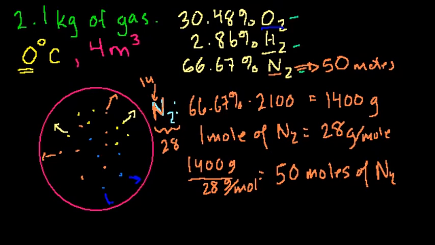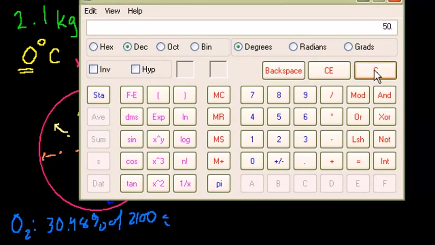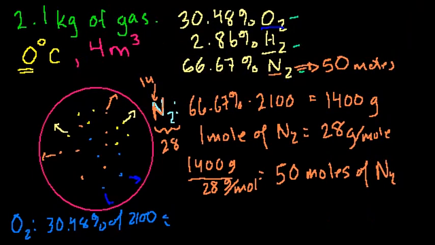All right, let's figure out, I don't know, let's do oxygen next. So we do the same process over again. 30% is oxygen. So let's do oxygen down here, O2. And remember, these percentages I gave you are the percentages of the total mass, not the percentage of the moles. So we have to figure out what the moles are. 30.48% of 2,100 grams, 0.3048 times 2,100 grams, is about 640. Let's round off. So this is equal to 640 grams.